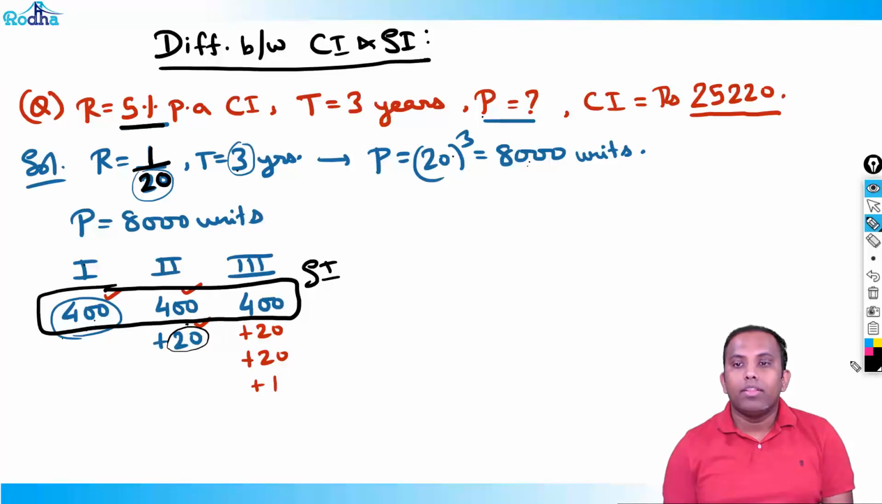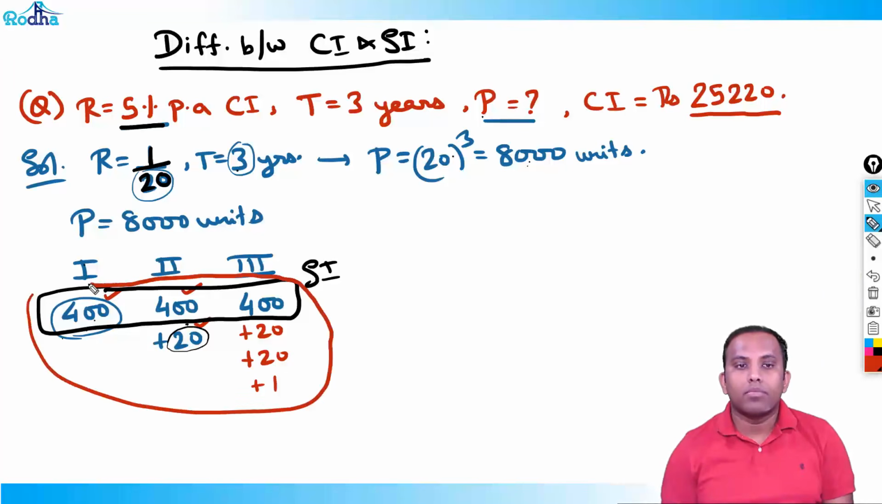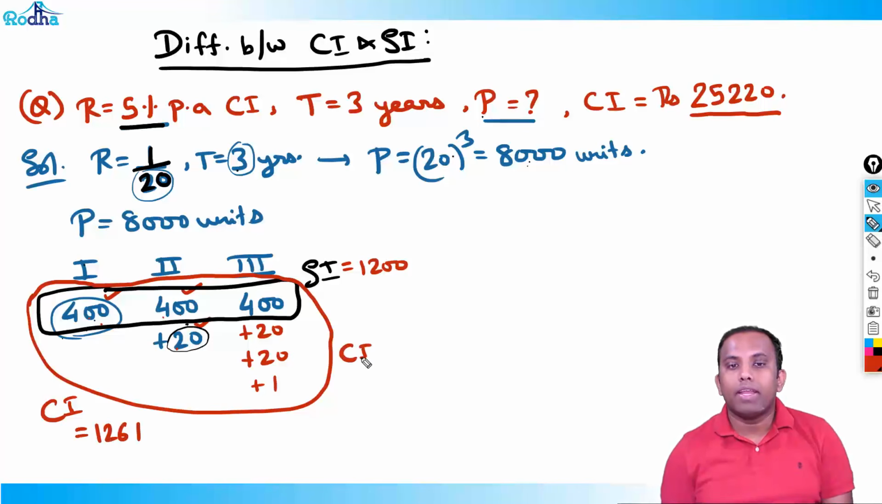Then this whole is my CI. This marked in red is CI. This black part is SI, that is 400 plus 400 plus 400, 1200 is my SI. What is CI? This full data: 400 plus 420 plus 441, that is 1261. Right. CI minus SI is what? CI minus SI is 1261 minus 1200. That is only 61.